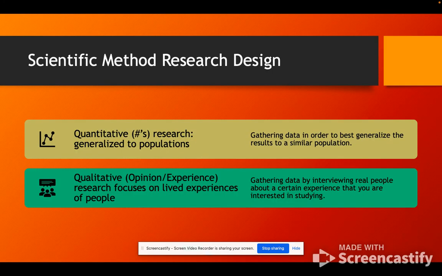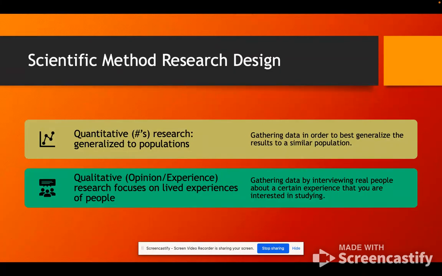So in looking at research, there's different types of research that can be done. You'll have a whole nursing course on research as you get towards the end of the program. But to give you an idea of how research is conducted, we have different research designs. So quantitative and qualitative. Quantitative research generalized to populations. We're gathering data in order to best generalize results to a similar population.